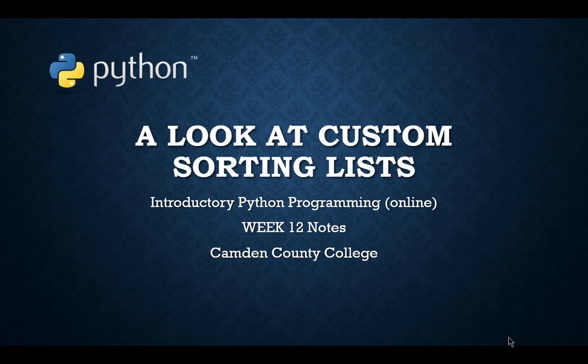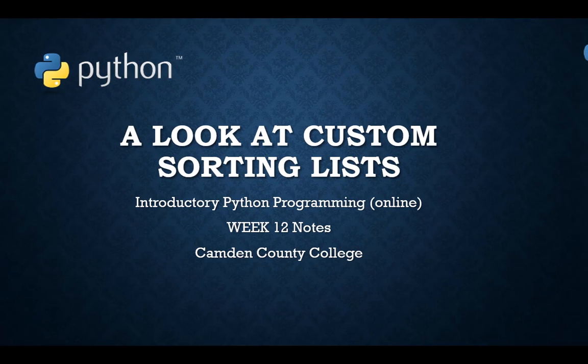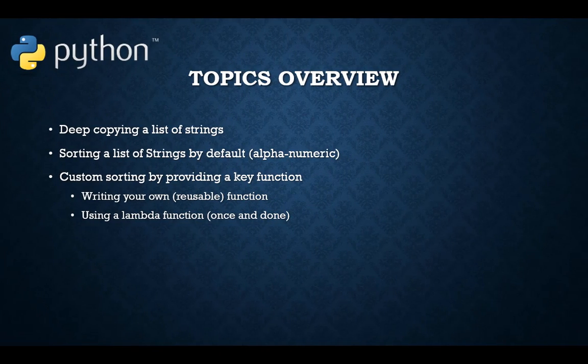This set of notes explores custom sorting of lists. The topics covered include deep copying a list of strings, sorting a list of strings by default, custom sorting by providing a key function. We will examine writing our own reusable functions for sorting and using a lambda function, which is a once-and-done method of sorting.